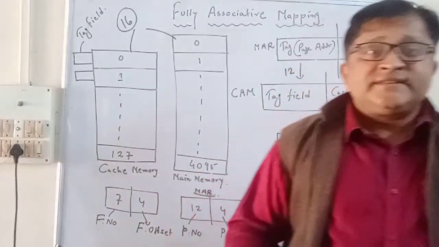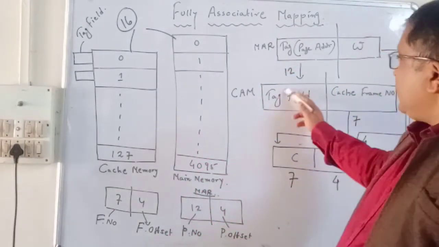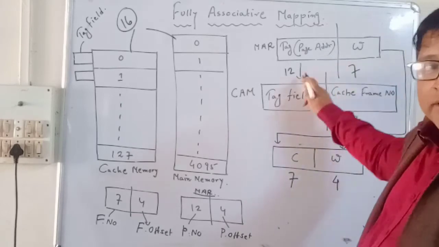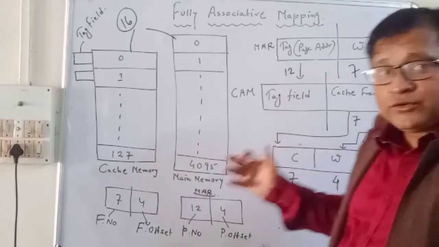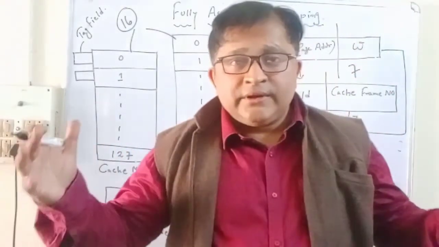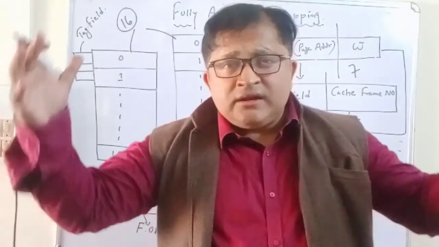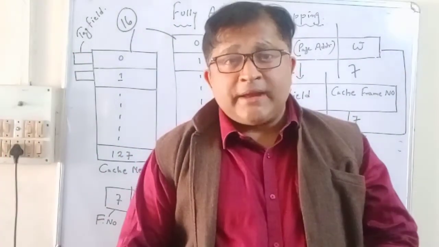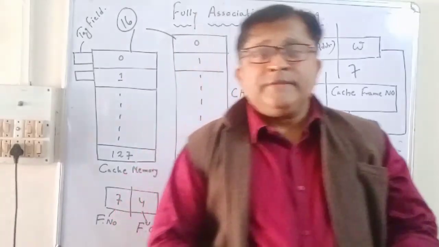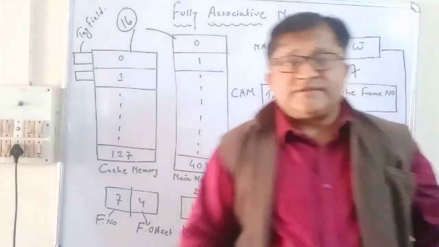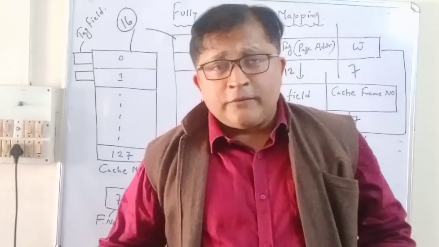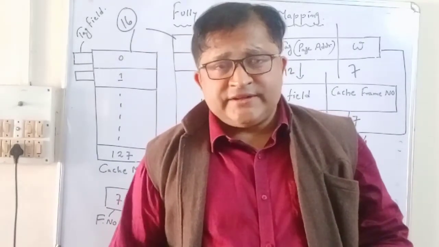The disadvantage is that it is highly costly, because a total of 19-bit CAM memory we have to use, 12 bits and 7 bits, total 19 bits. So one CAM word requires 19 bits, and there are innumerable words in the CAM memory, or associative memory. It's a matter of high cost. It's a very highly costly memory. So in terms of expense, it is disadvantageous.